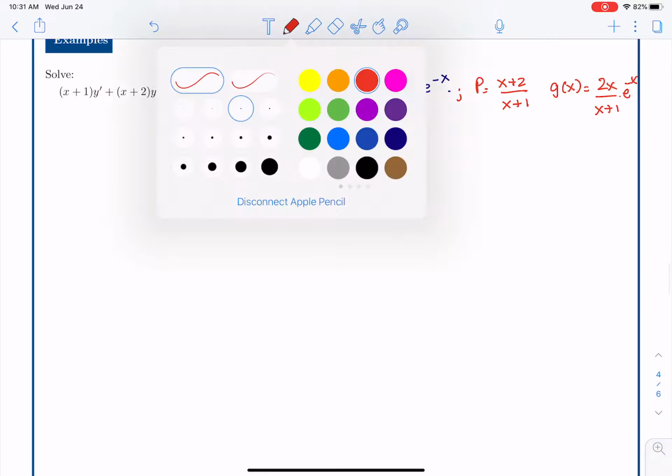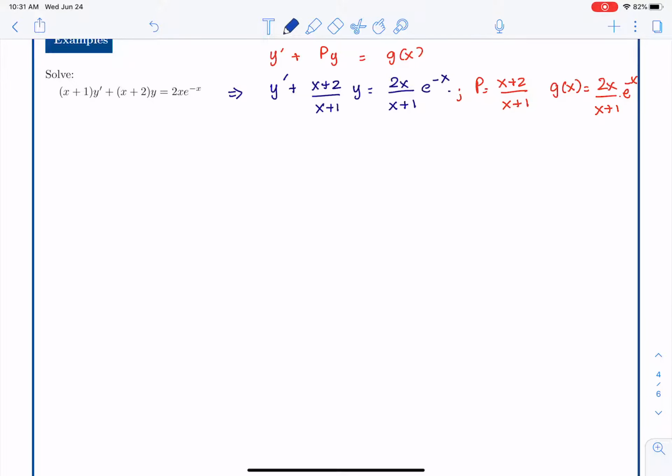So the next step would be to find the integrating factor. It's mu, which is equal to e raised integral p times dx. So that would be equal to e raised integral (x plus 2) over (x plus 1) times dx.